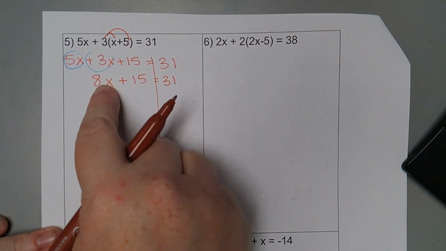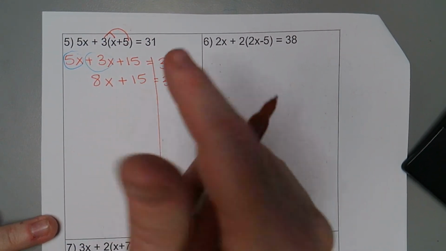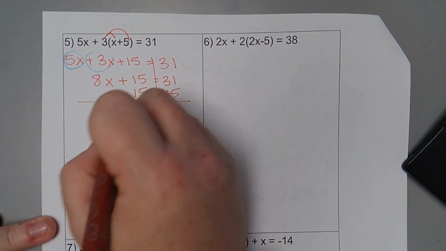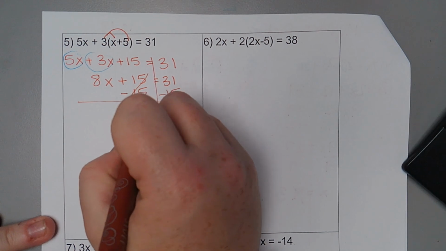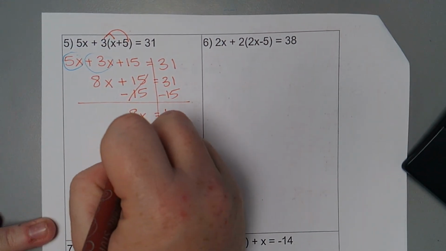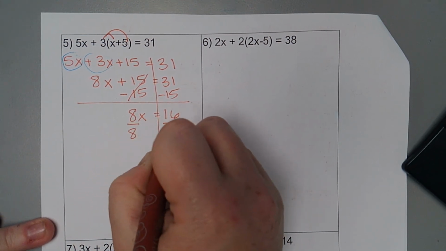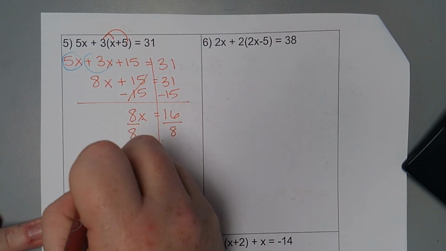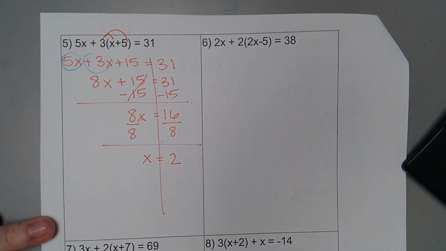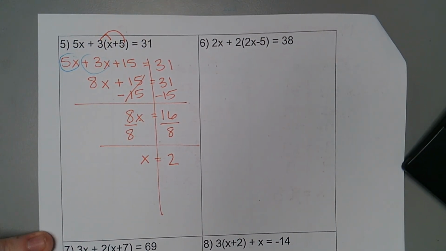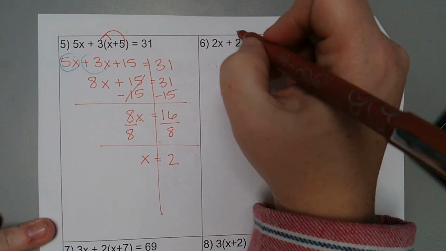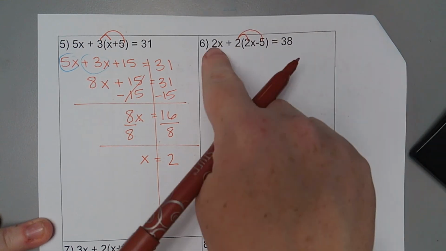We need to get our x by itself, our variable. So I'm going to do the opposite of plus 15, which is minus 15. Those cancel out, leaving us with 8x equals 16. The opposite of multiplying by 8 would be to divide by 8, because 8 times something is 16. Well, 8 times 2 is 16. Number 6. We have parentheses, so we need to multiply. I'm going to bring down my 2x.